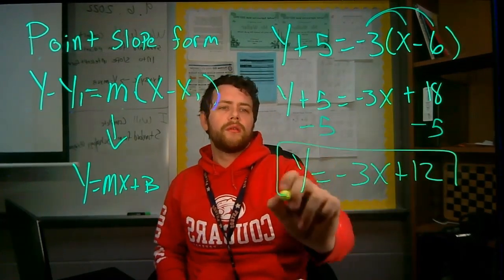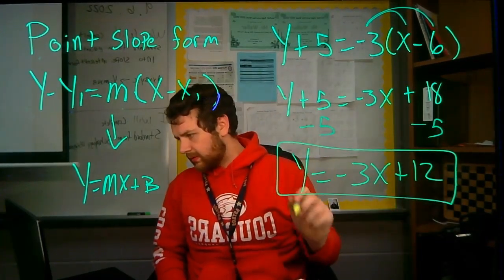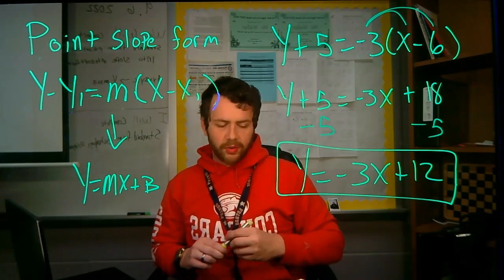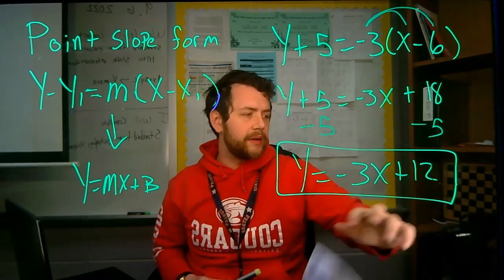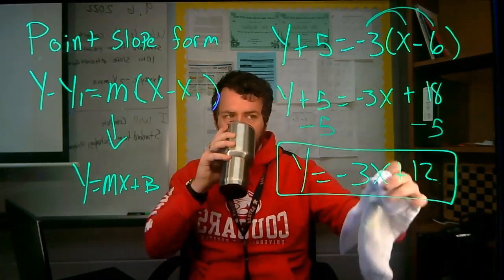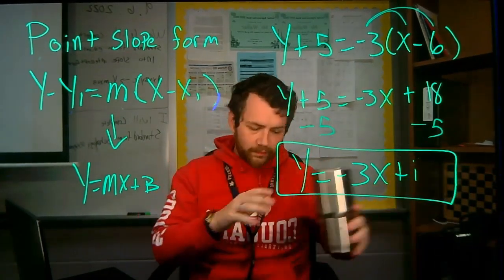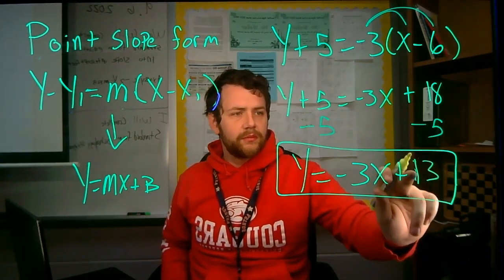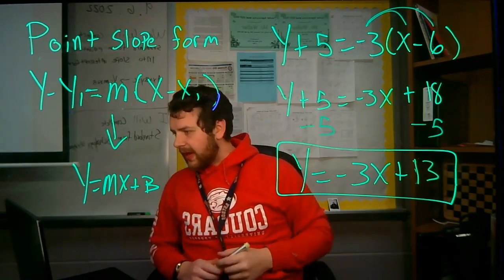y = -3x + 12. No, not 12. 13. I need some coffee. Not 12, but 13. There we go. And that's it. All right.